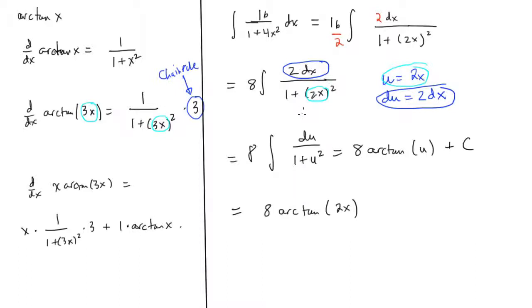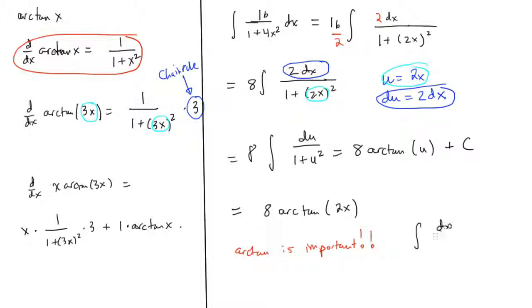In class, we'll look briefly at how you work with the other 5 inverse trig functions. But the takeaway for now is that arctangent is important. This is something I want you to memorize. And the integration version of it is that the integral of dx over 1 plus x squared is arctan of x plus c.